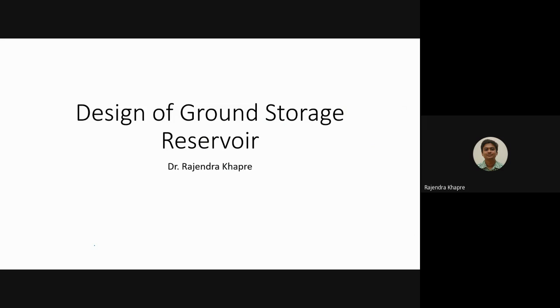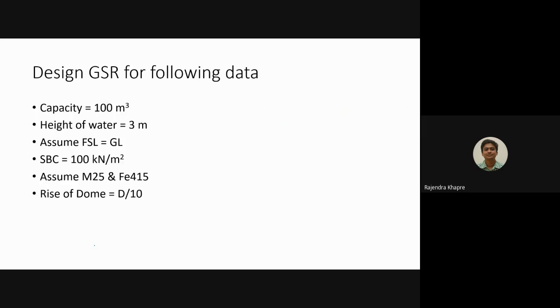So this is the problem statement. Please note it down that we have to design the GSR, that is ground storage reservoir, for a capacity of 100 meter cube. So this is the capacity. In the examination also this capacity will be given to you. Now, the second and most important part given in the problem is the height of the water. This is not the height of the tank. This is the height of the water. So height of the water is 3 meters.